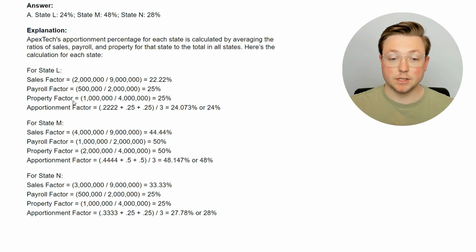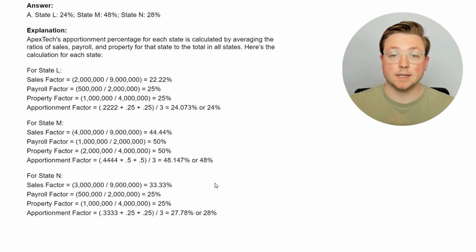And then you take these percentages, you add them all up, so 0.2222 plus 0.25 plus 0.25, and then you divide that total by 3, and that gives you the percentage that is apportioned to that state. This is the actual percentage, but rounding it, this came to 24%. And then we did the same thing for state M and state N. And so you round to these numbers, and if you add these all up, they all add up to 100%.